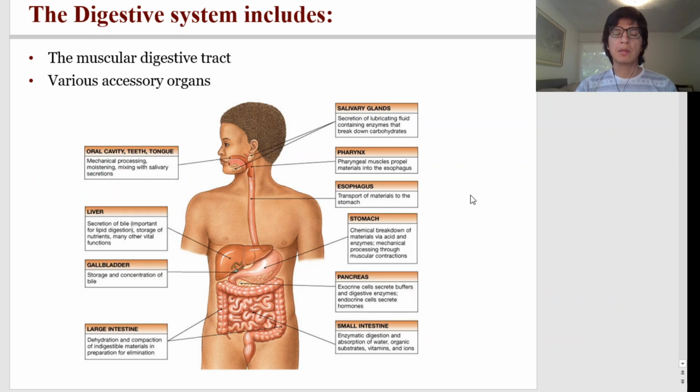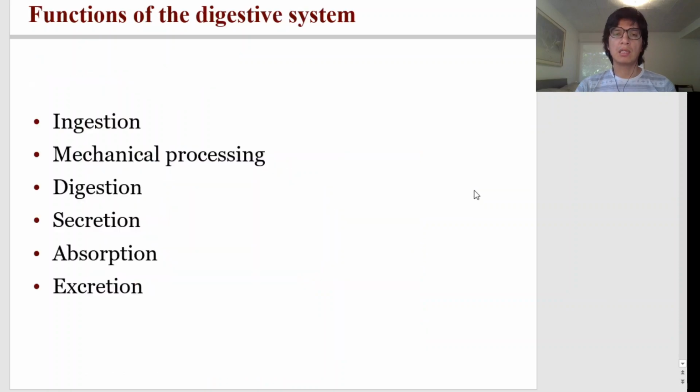Here is an overview of the digestive system. You're going to have a muscular digestive tract and several accessory organs whose role is to promote and aid in digestion.